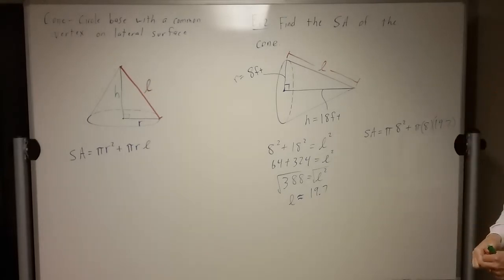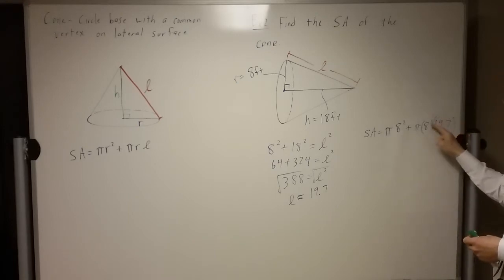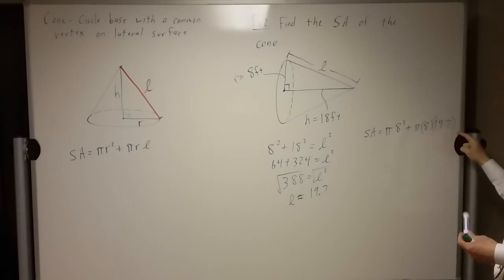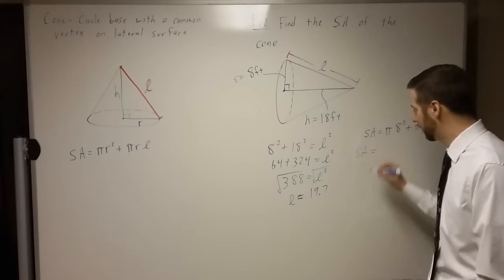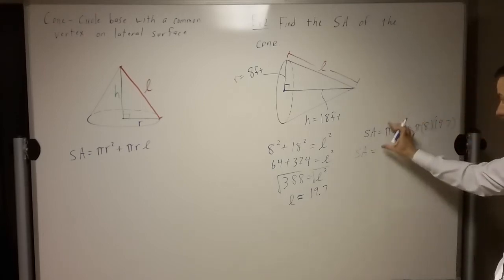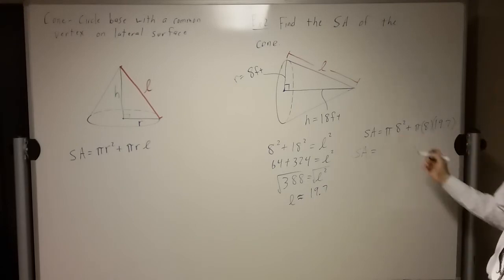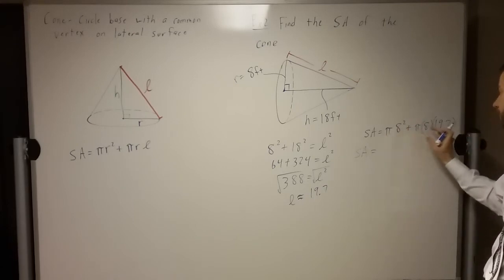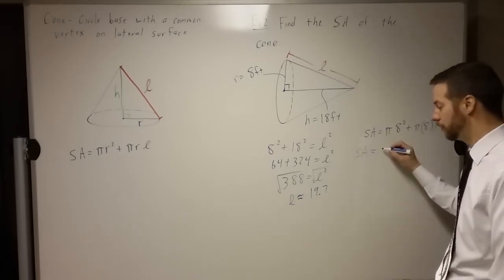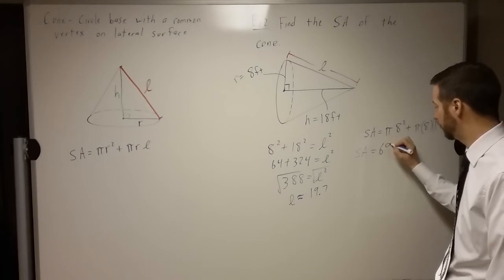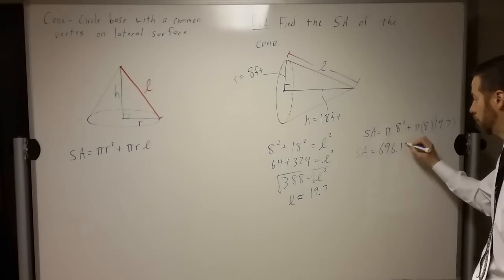I'm going to get this as a decimal. On some questions, you might be asked to leave things in terms of pi. It's a little hard on this one because we've got a rounded answer, so on this one, we're going to get the answer as a decimal. You could type this all in a calculator just how it is, or you could do each part separately: pi times 8 squared, get that answer, pi times 8 times 19.7, get that answer, then add them. Whichever way you do it, make sure you get something about like this. I got about 696.18.